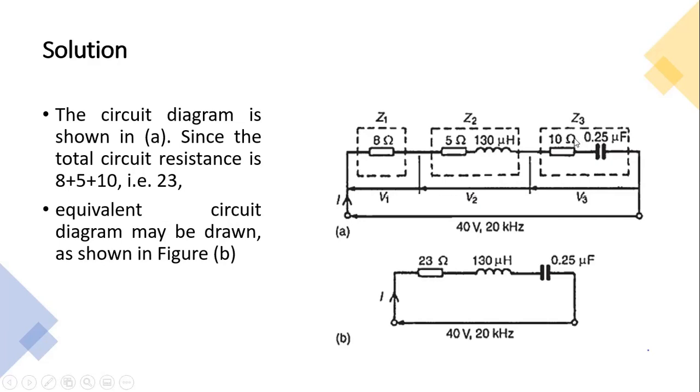So what do we do? We have to add the resistances. So that is 8 plus 5 plus 10. 8 plus 5 is 13, 13 plus 10 is 23. So this is 23. If you look at it, we have only one inductor, which is 130 microhenry, and we have only one capacitor, which is 0.25 microfarad. So you have this equivalent diagram.